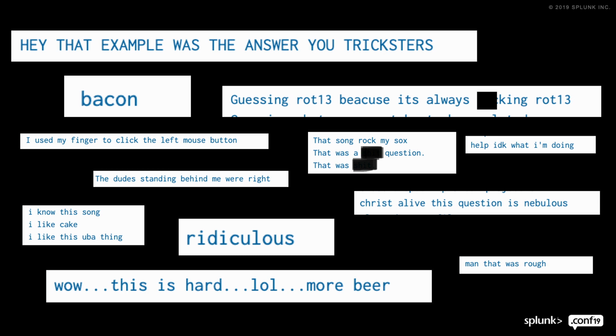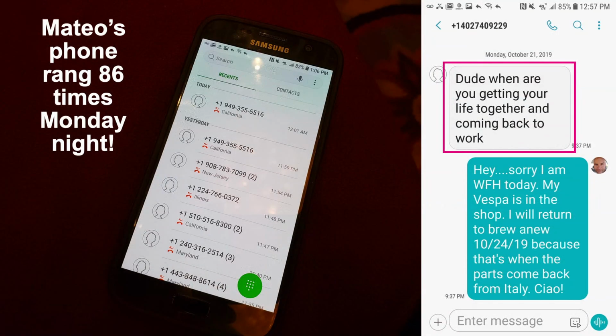Another interesting thing, we had a telephone in the room, and one of the questions required you to text one of the players. Not us players, but one of the fictitious people inside of BOTS. We had 86 phone calls, which no one actually answered the phone, but I love this text message. "Dude, when you're getting your life together," this is coming from you guys, right? Someone in this room could have written that.